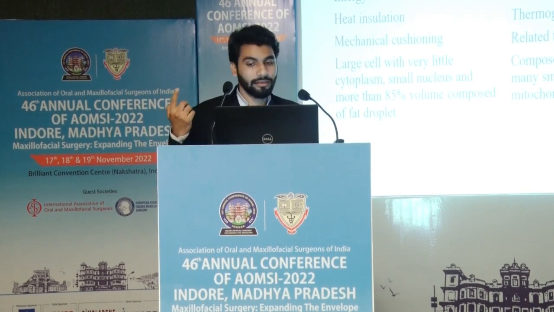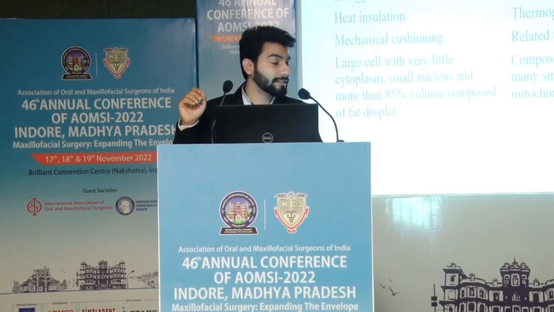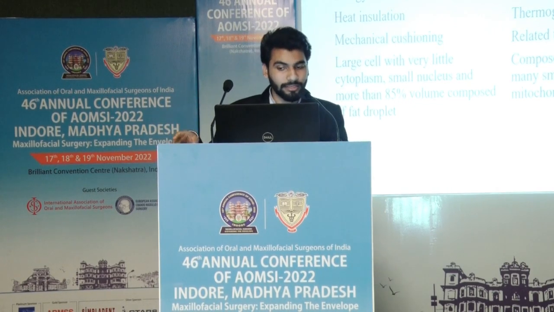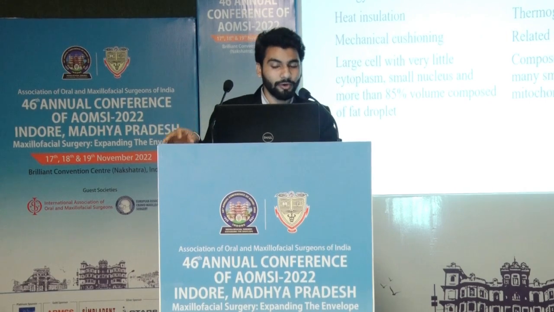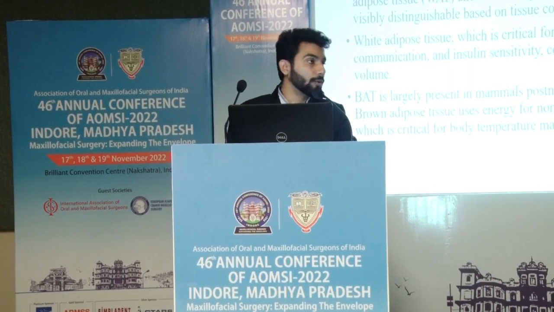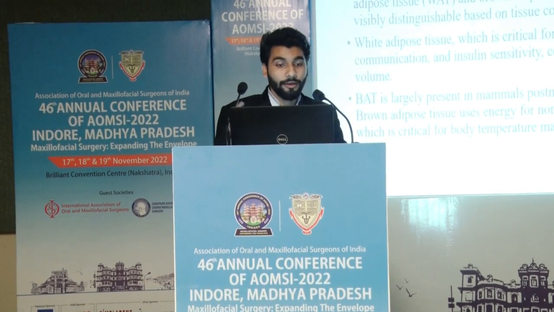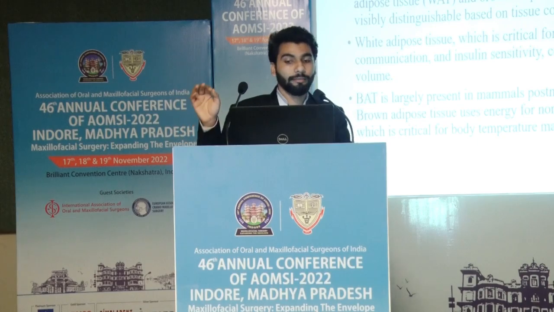Brown fat is found mainly in children. Its thermogenesis is related to skeletal muscle, and it is composed of many small cells with many small fat droplets. Adipose tissue has historically been classified into two types: white adipose tissue and brown fat, which are visibly distinguishable based on tissue color, during heat production, which is critical for body temperature maintenance.